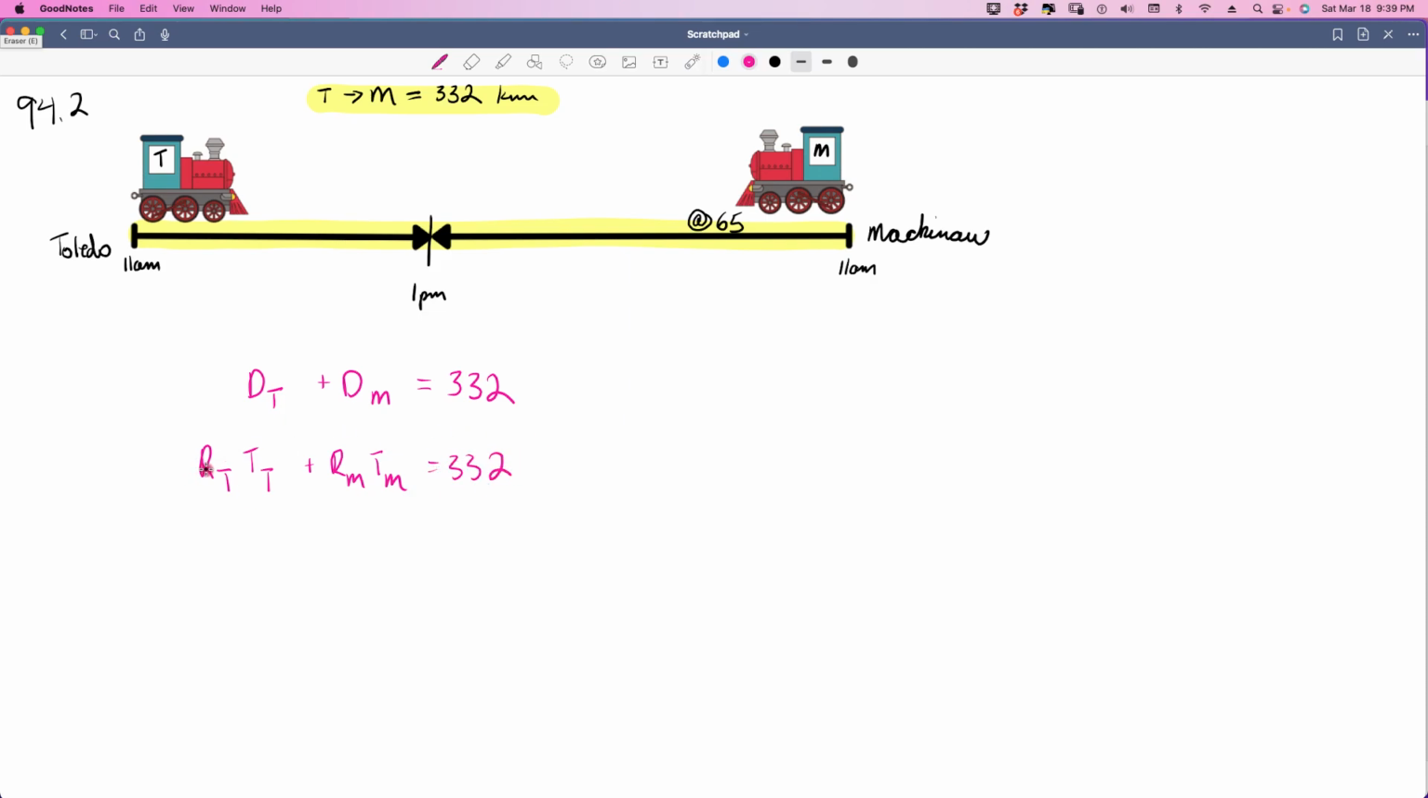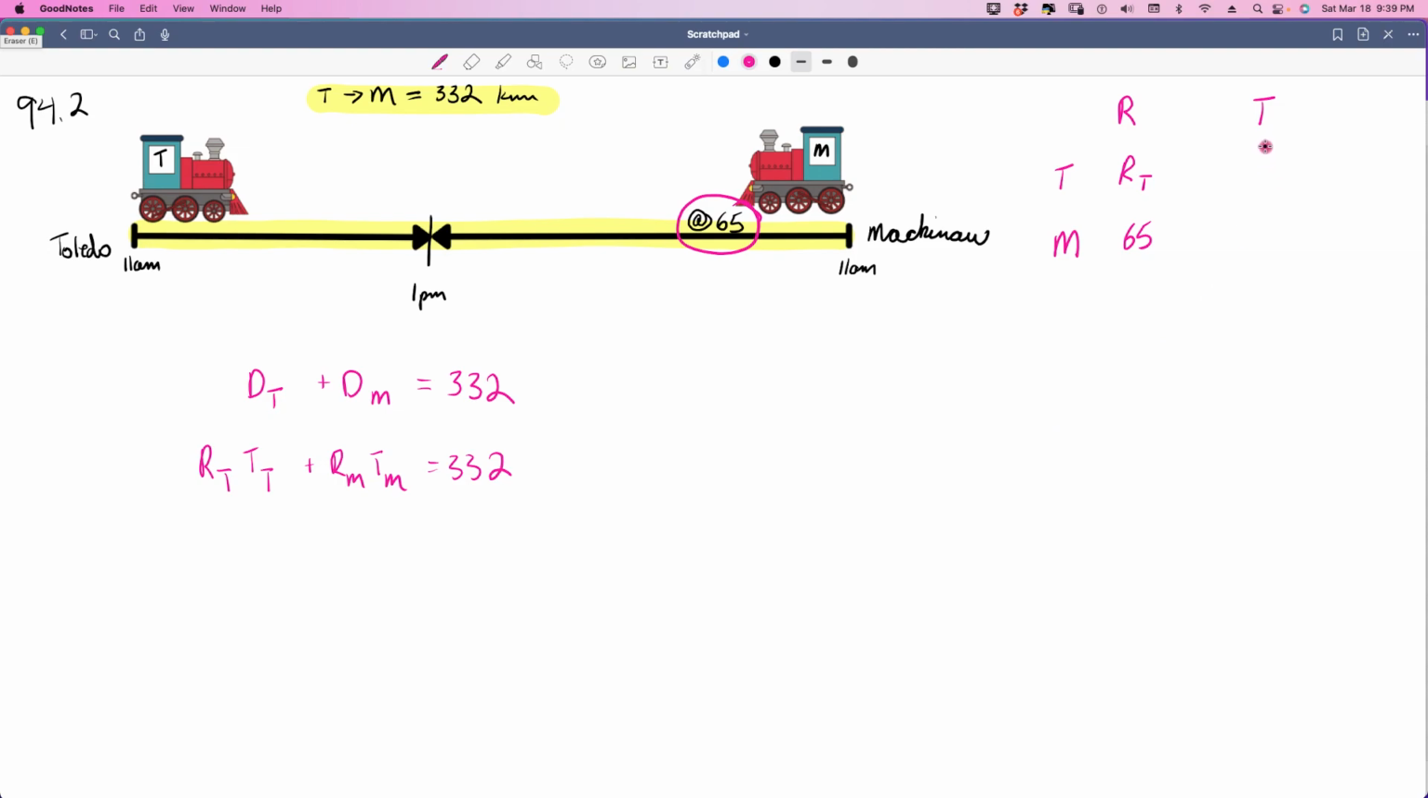Now that we have this equation, we can look at our chart. Let's do our table. So we have the rate and we have the time. We always have rate and time. The Toledo train. Let's look. Do we know what the rate of the Toledo train is? No, we have no clue. So we just put RT for the rate of the Toledo train. What about the Mackinac train? Do we have a rate? Yes, we do. They told us he was traveling 65. So we could put that in for the rate of the Mackinac train.